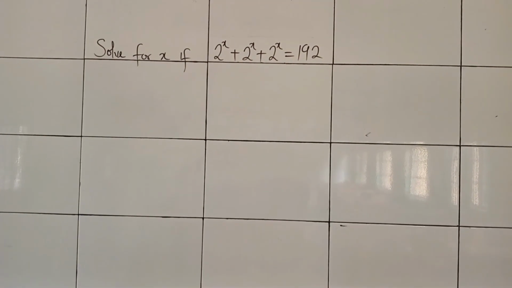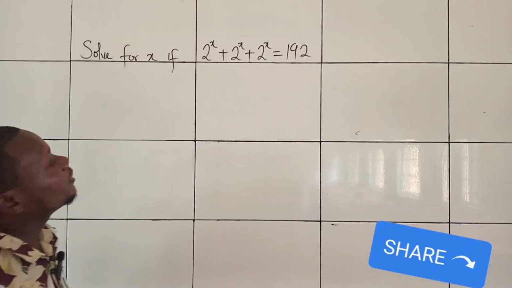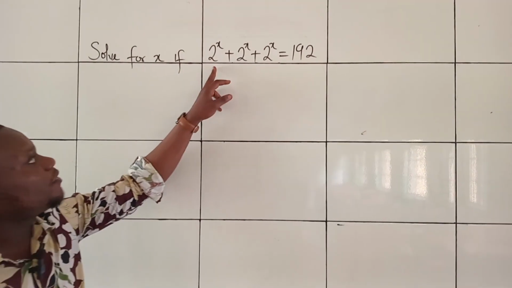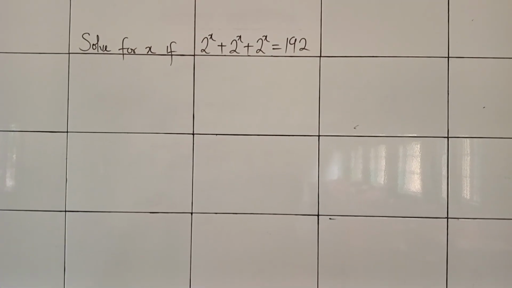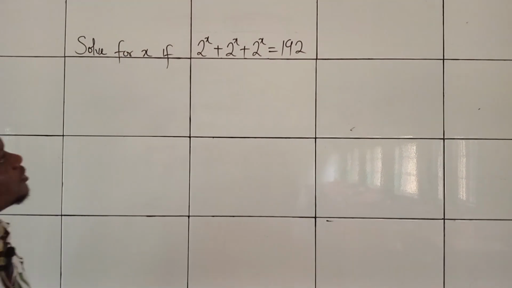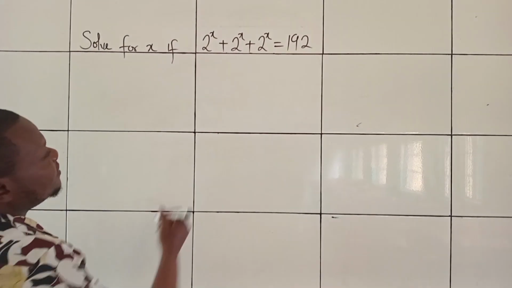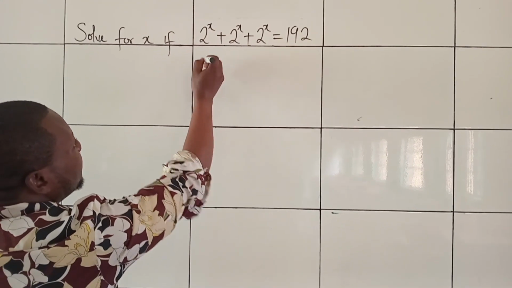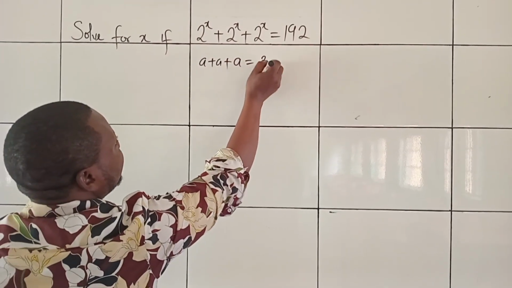Let's quickly look at this unconventional indices problem. The question says 2 raised to the power of x plus 2 raised to the power of x plus 2 raised to the power of x equals 192. To solve this, let's assume that 2 raised to the power of x equals a. Remember, if you have a plus a plus a, it will give us 3a.